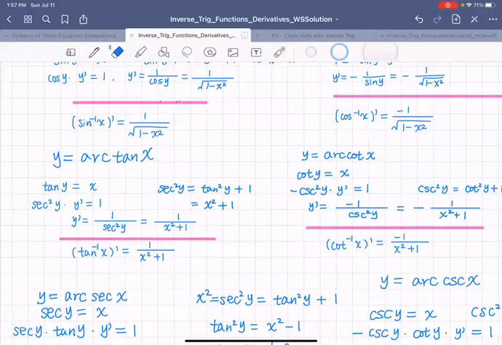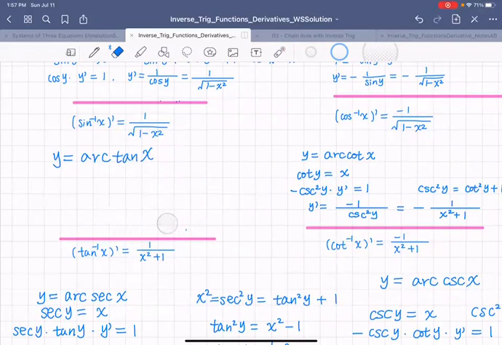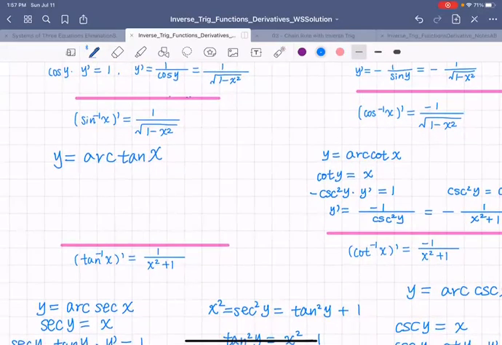Y equals arc tangent x. Let's do this one. Y equals this. How do we rewrite this? Tangent y equals x. Very good. Tangent y equals x.